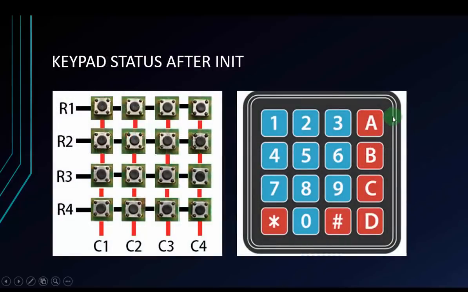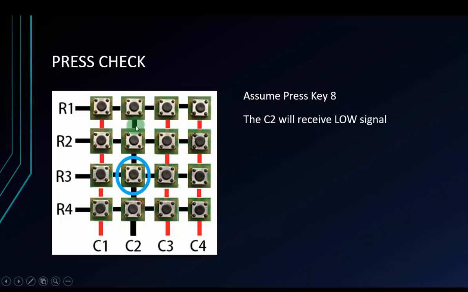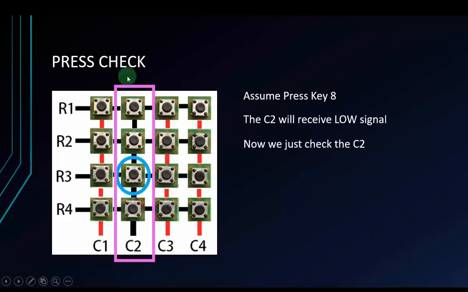Okay, after we initialize, this is the keypad status. As you see, all the rows are low voltage and all the columns are high voltage. Next we will see how to check a key press. I assume I will press the key 8. After I press the key 8, C2 will receive a low signal from R3. R3 will transfer the low voltage to C2 because I pressed the button, and because the key is on column C2, we just check column C2.